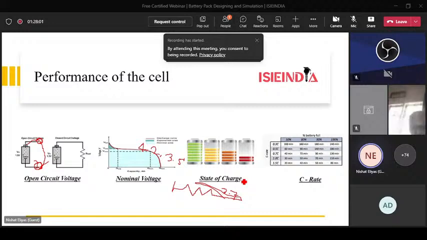The state of charge is something which... Are there any questions? Is there any query?